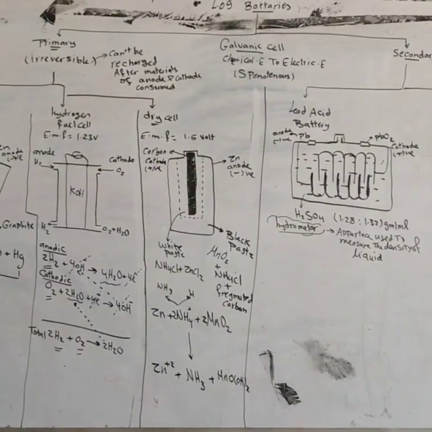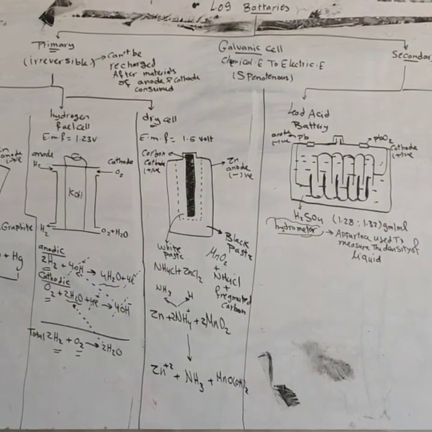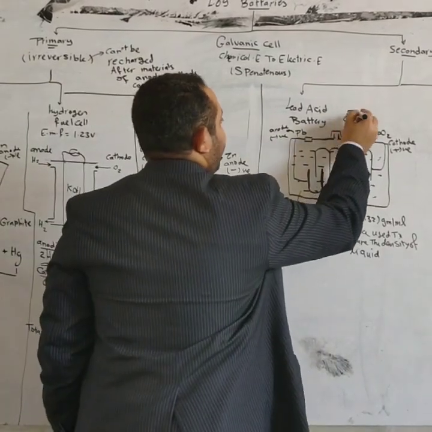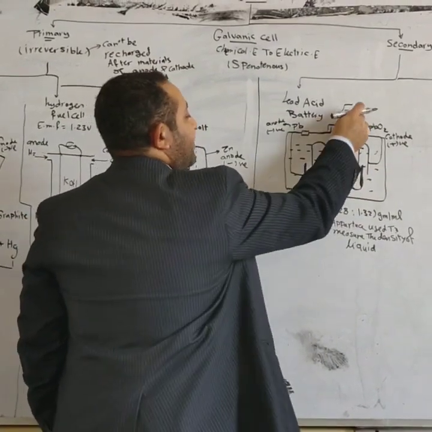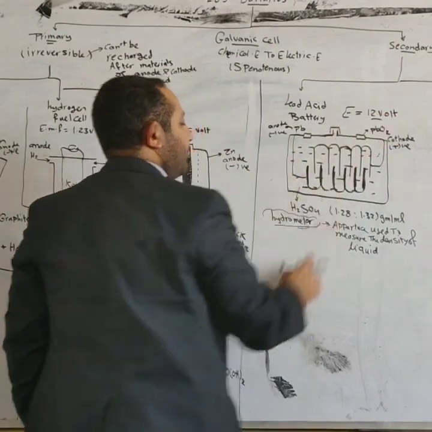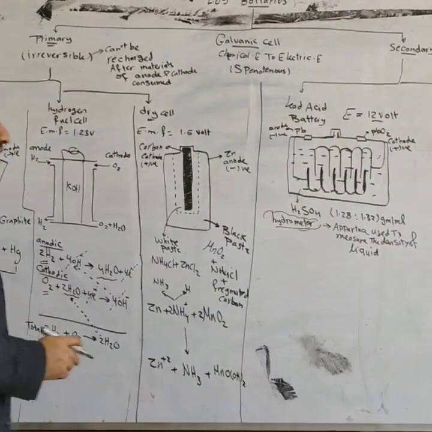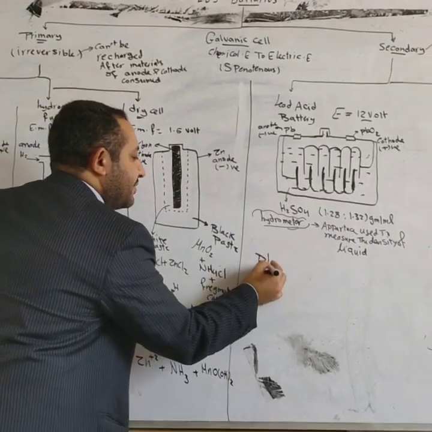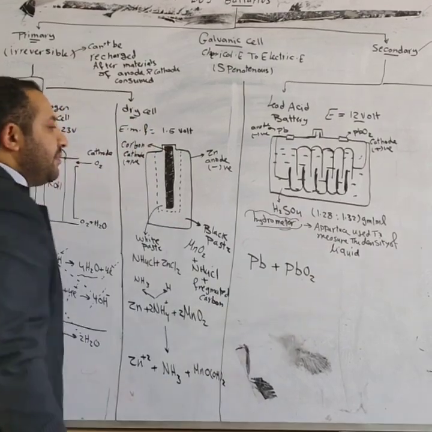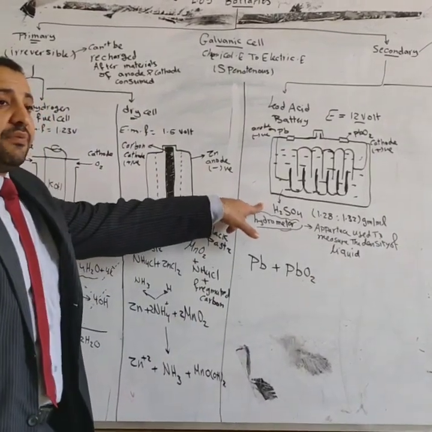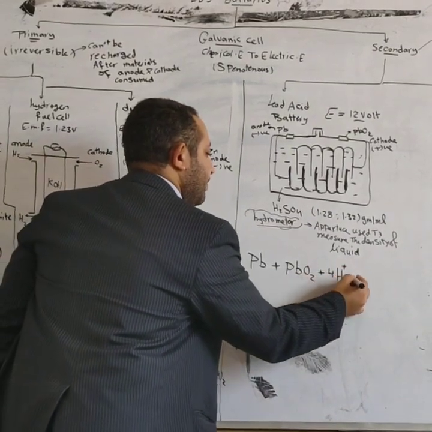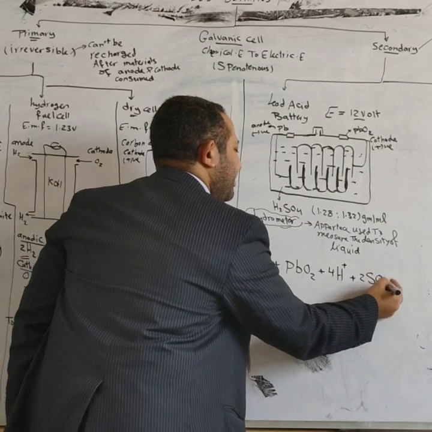Let's talk about the reactions. What happens in the reaction? The total reaction, and what is the value of E for this cell? We have 6 partitions, multiply each partition by 2, it will be 12 volts. Okay, what about the reaction? Firstly, we start with lead plus lead oxide. Then we have 2 molecules of sulfuric acid, giving us 4H+ plus 2SO4 2-.